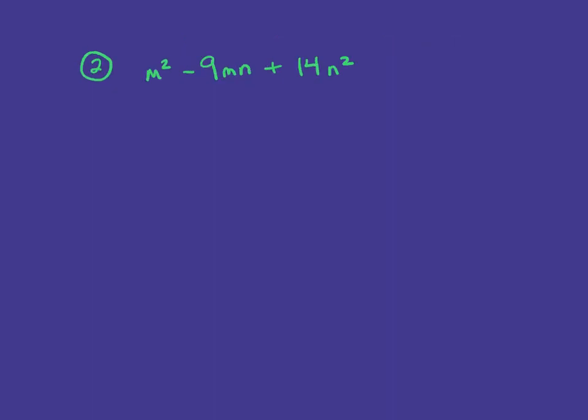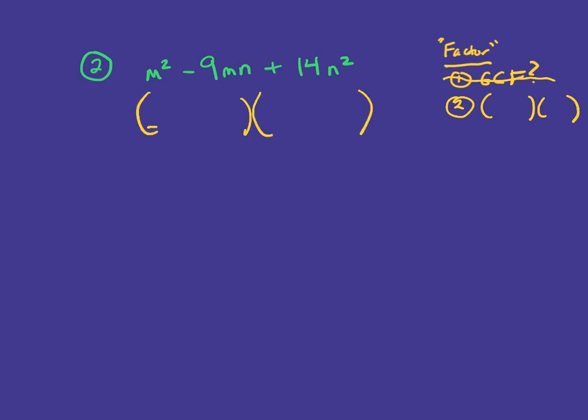Number 2, factor m squared minus 9mn plus 14n squared. So again, you see that word factor. The first thing you want to do is check to see if there's a greatest common factor, something you can take out of everything. And here we cannot take m out of everything, so no greatest common factor here. Second, it's a trinomial. So trinomials are going to factor into two parentheses. First thing in both of those parentheses is going to need to multiply to be m squared. So m and m both multiply to be m squared.